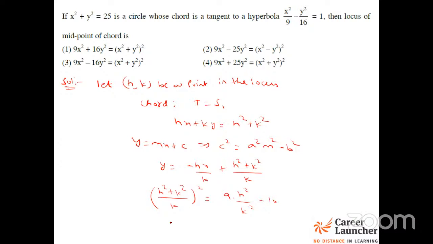So if you take LCM and simplify, the k square term in the denominator will get cancelled. So we get h square plus k square whole square is equal to 9h square minus 16k square. So this will be the locus: 9x square minus 16y square will be equal to x square plus y square whole square. This is how we can solve. I hope it's clear. In case anyone has doubts, you can let me know.